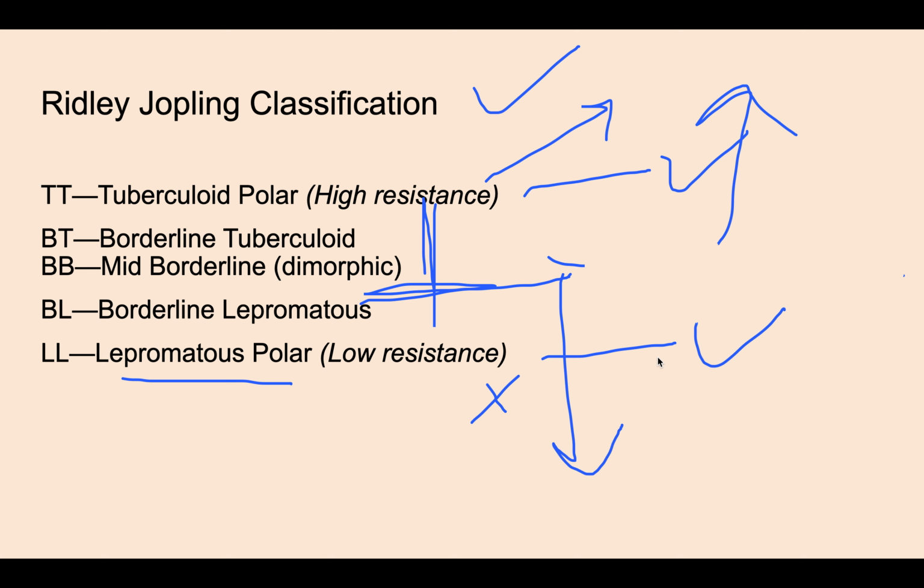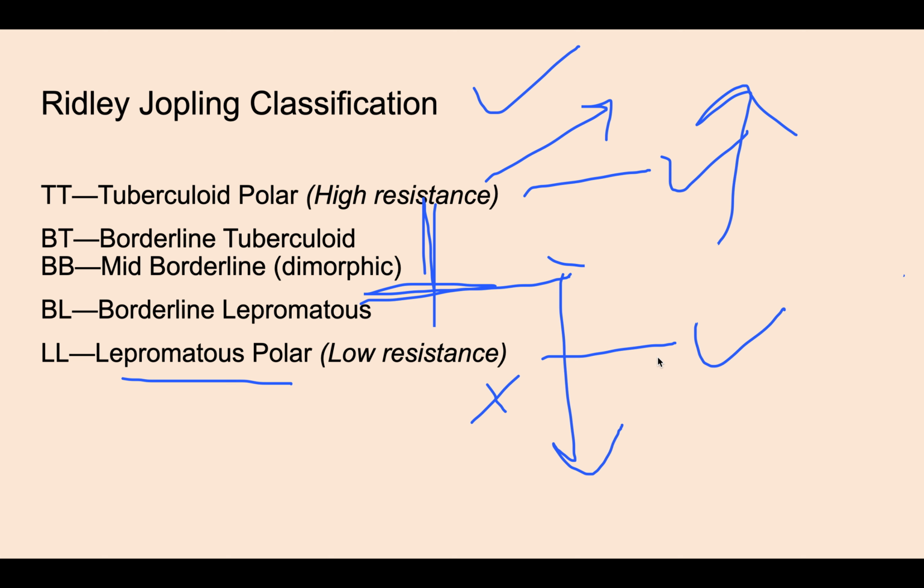So in upgrade reaction, you have a borderline lepromatous patient which can go towards tuberculoid, and similarly in downgrading reaction you have BT, that is borderline tuberculoid, which goes into lepromatous type. So these are the two reactions of reversal type.